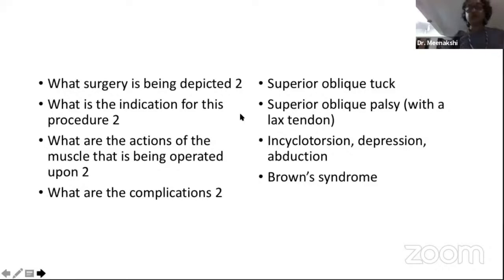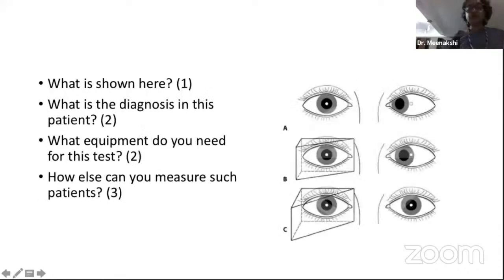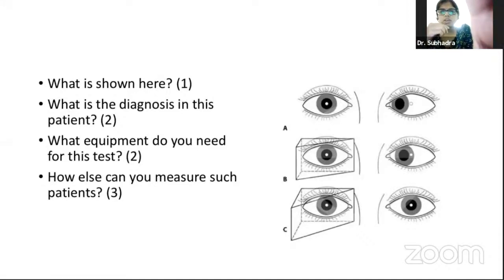Let me ask Shubhadra, you're first. This is an easy first year question. Let's have you answer this one. Go ahead and read it out. What is shown here for 1 mark? What is the diagnosis in this patient for 2 marks? What equipment do you need for this test for 2 marks? How else can you measure such patients for 3 marks?